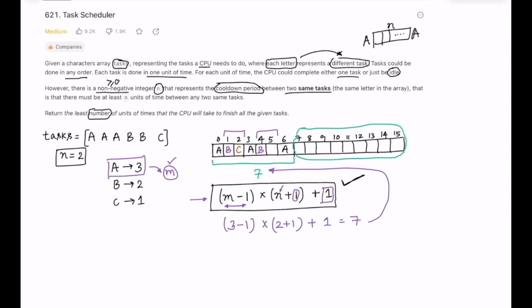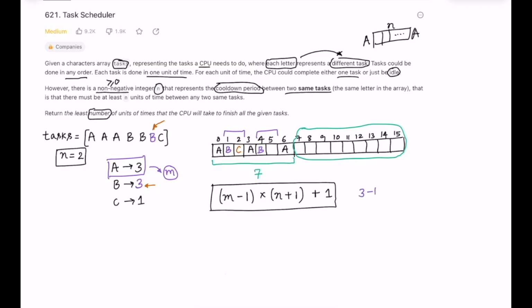So will this formula work in all cases? In this new tasks array, I just added task B to the previous example. So as you can notice, task B also appears 3 times. Is this formula still good? Let's plug in the numbers. M is still 3, so it's 3 minus 1, N is 2, 2 plus 1 plus 1 is still 7.